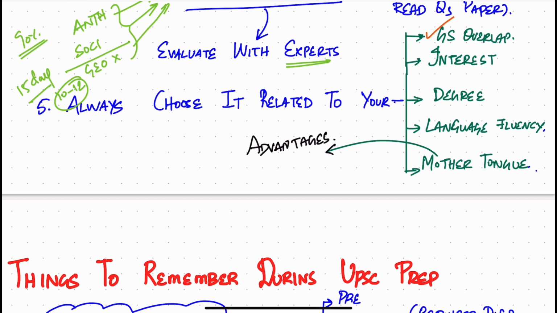GS overlap, interest, I already told you, degree I already explained. Then language fluency, which is for literature people. Suppose you are taking Kannada, Telugu, or Tamil literature, if you studied at least up to 12th standard the basic regional language, then you should choose it. If you studied in CBSE, English medium, or matriculation, you may not have that grounding in your regional language. But since the evaluator will be a regional person and the competition is very low, I should choose that paper.